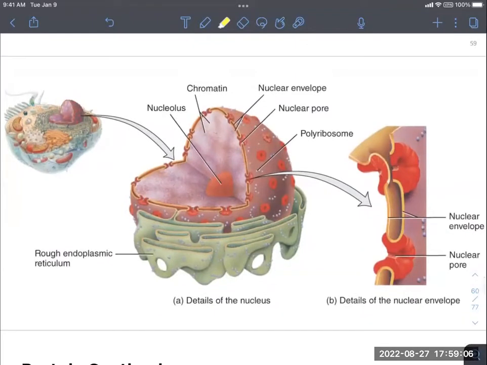So here is our whole nucleus with our nucleolus. We have again our lipid bilayer here. We have our nucleolus in the middle that houses our DNA and RNA. We have all these little nuclear pores. We have ribosomes that are attached. These all make up our nucleus and the nucleolus inside.